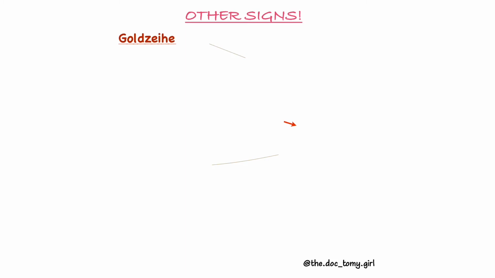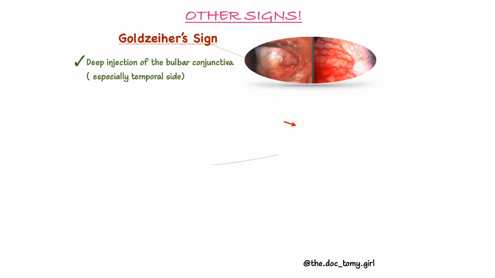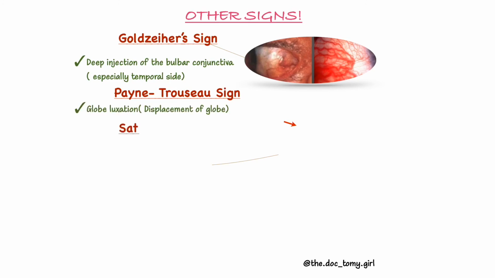Coming on to certain other signs, that is the Gorlitz sign, in which there is deep injection of the bulbar conjunctiva, especially on the temporal side. Deep injection means that there is increased hyperemia of the bulbar conjunctiva. Next is the Paine-Trousseau sign, which refers to globe luxation, that is the displacement of globe. The Sattler sign, in which there is increased intraocular pressure on looking upwards.